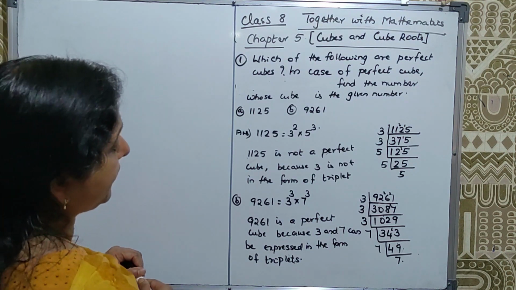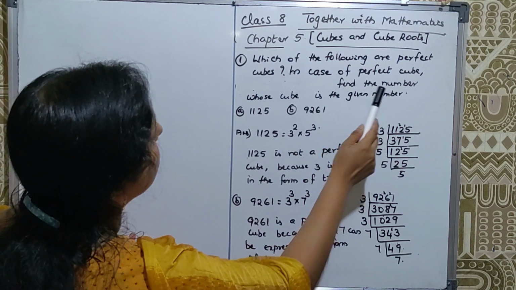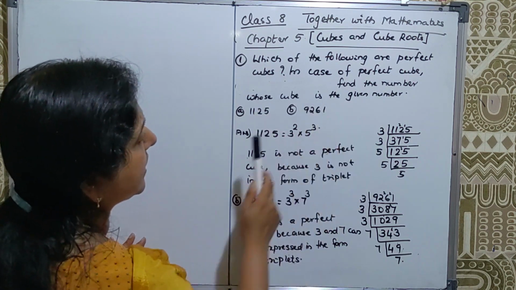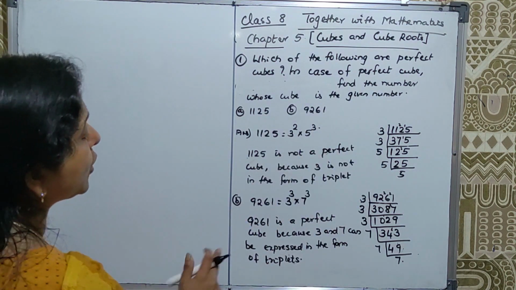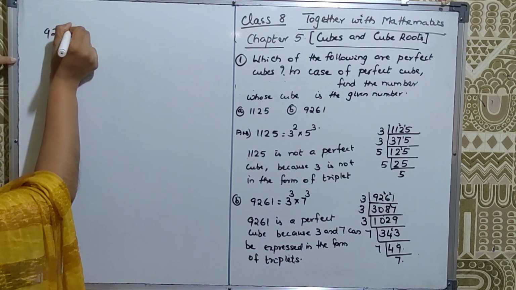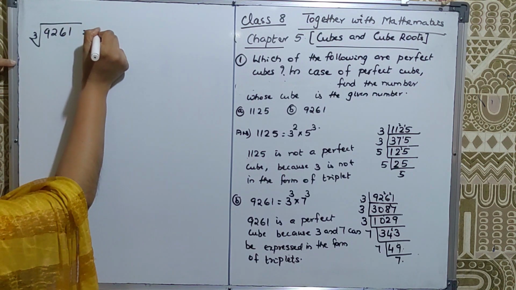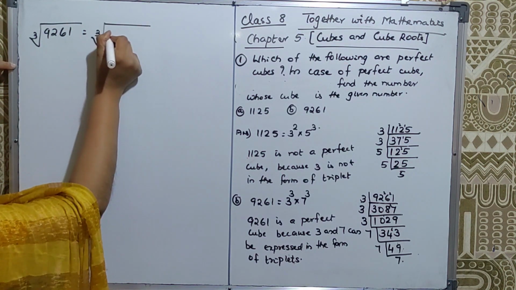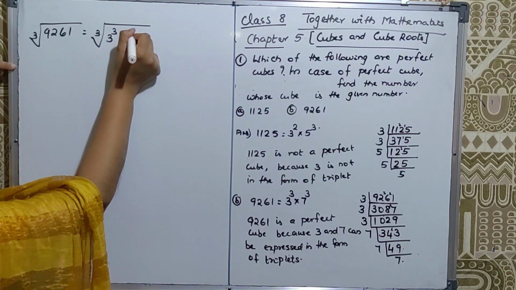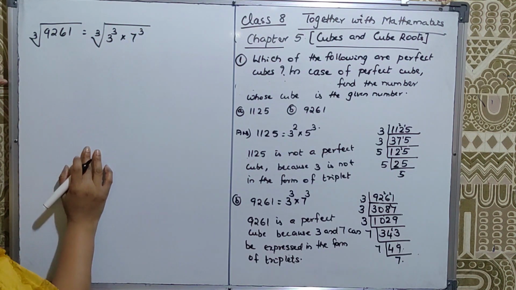So if they are a perfect cube, they told us in case of a perfect cube to find the number whose cube is the given number. So we'll find out the cube root of 9261. The cube root of 9261 will be equal to the cube root of 3 cube into 7 cube. So instead of 3 3's, we'll take 1 3 outside.